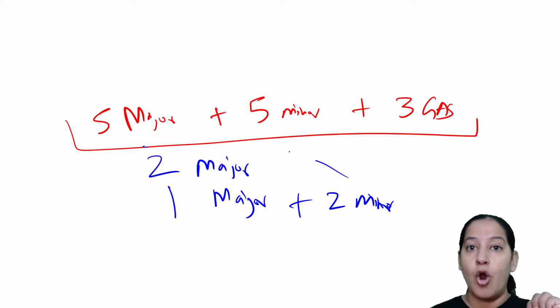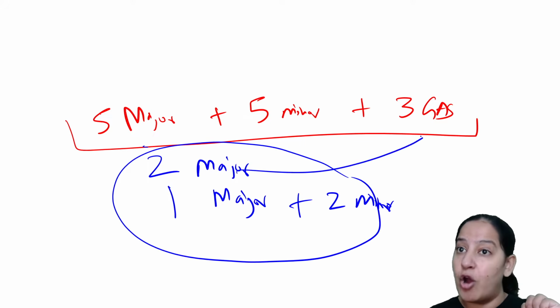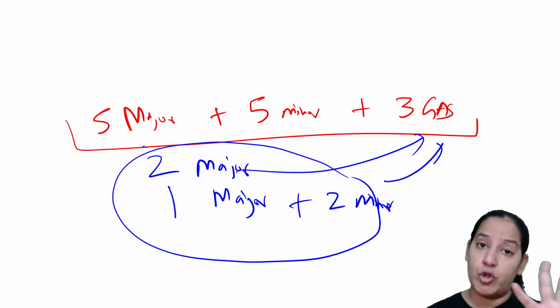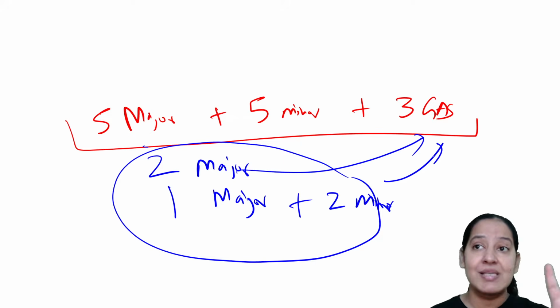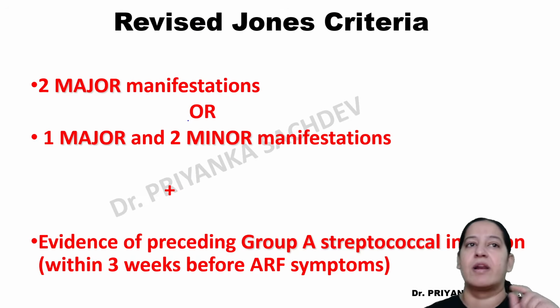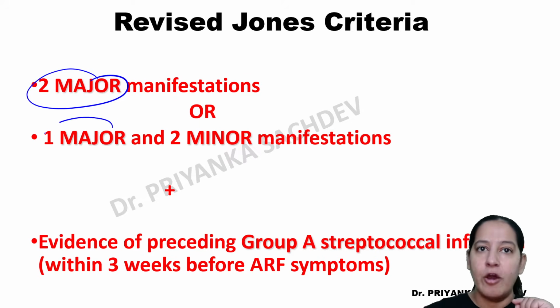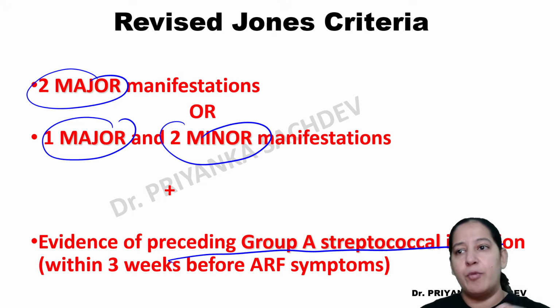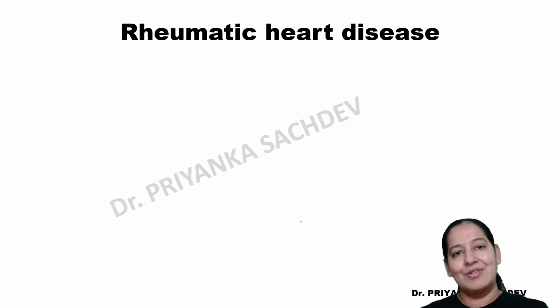In both cases, one of the GAS criteria should be present, that is supportive criteria indicating past infection of group A streptococcus. Then you will say the child is having rheumatic fever. So either 2 major or 1 major plus 2 minor along with preceding infection of group A beta streptococcus bacteria. So that was all about it.